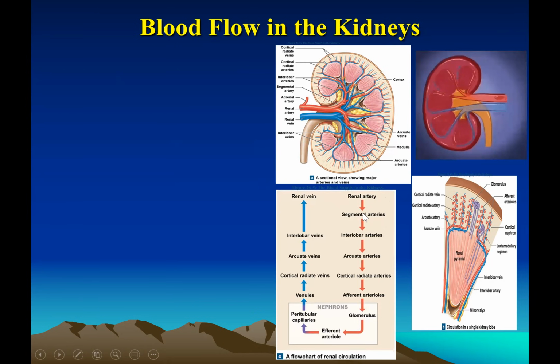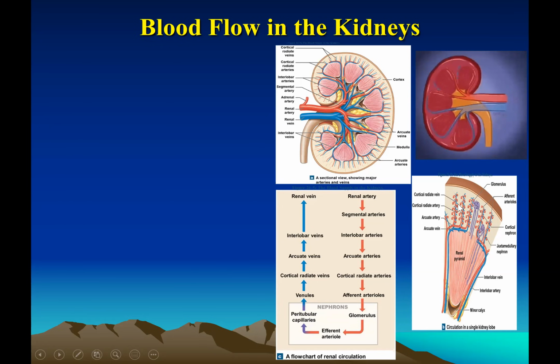When you think about the blood flow in the kidneys, here's a basic picture. From the renal arteries, it goes to the segmental arteries. The first branching is called segmental arteries. Then when it goes between the lobes, it's interlobar arteries. Arcuate is the one that goes around the lobe. Then these are radiating out in the cortex, so they're called cortical radiate arteries.